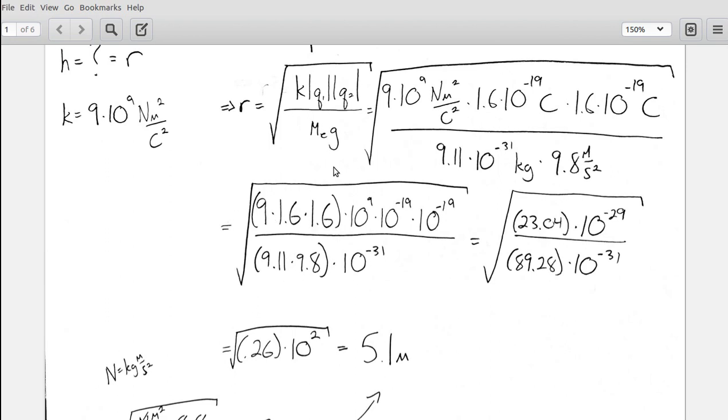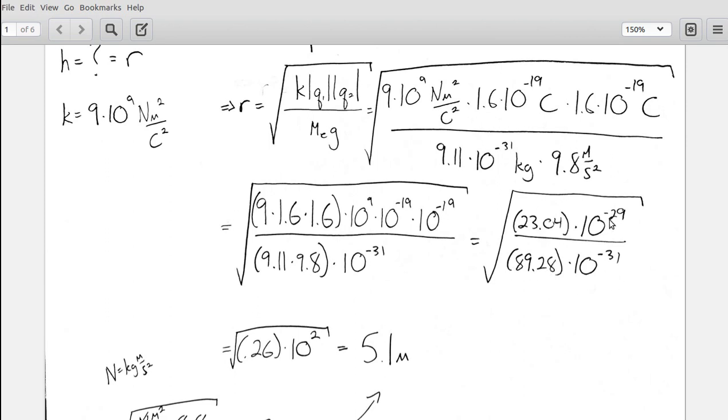So 10 to the 9th times 10 to the negative 19 times 10 to the negative 19 is 10 to the negative 29, right? We've got the same base. When I'm multiplying terms that have the same base, I'm adding the powers together. So 9 minus 19 minus 19 is negative 29. In my denominator, I still have 10 to the negative 31. I calculate all this stuff, and I've got 23.04 in the numerator, 89.29 in the denominator.